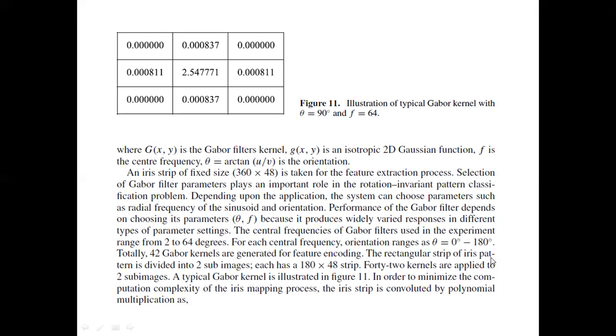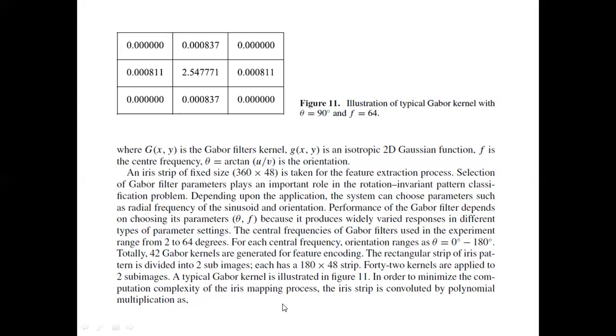The rectangular strip of the iris pattern is divided into two sub-images, which have 180 by 48 strips. Before, you have 360 by 48. We divide and we apply. And 42 kernels are applied to two sub-images. So 42 multiplied by 2, 84 features are finally collected.